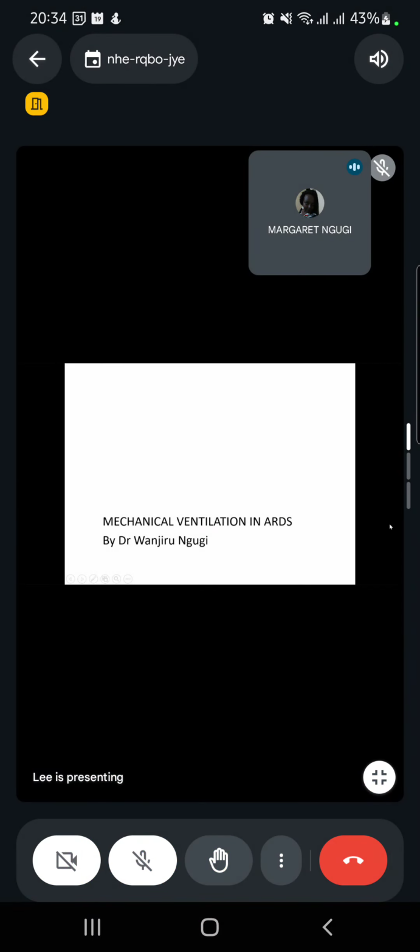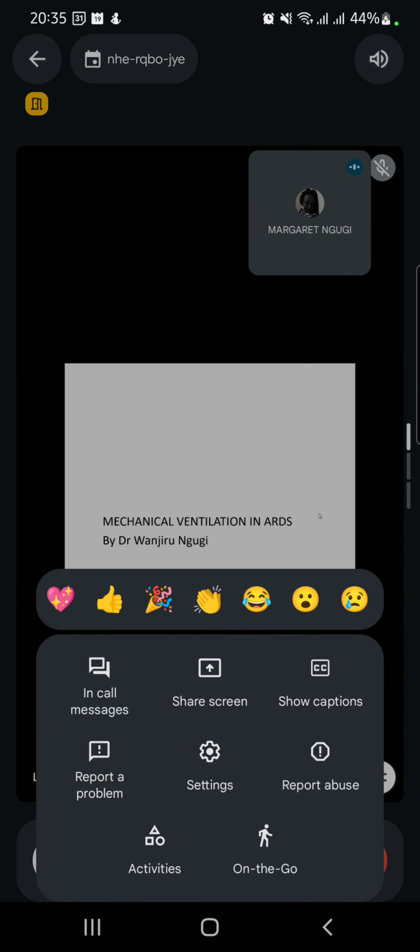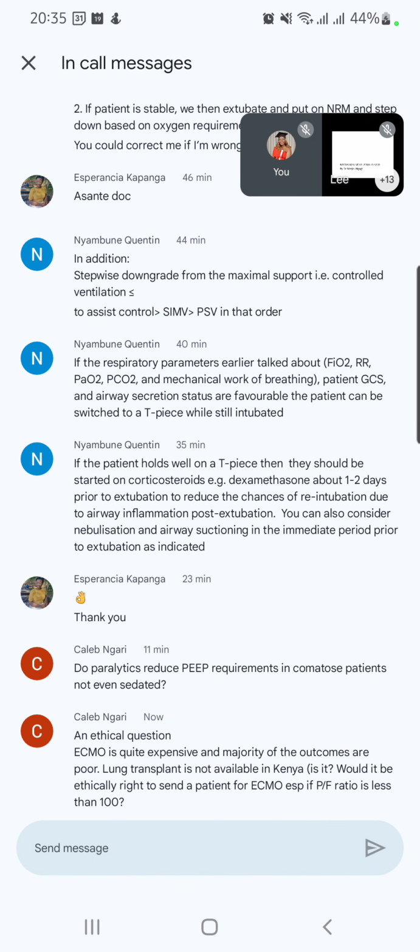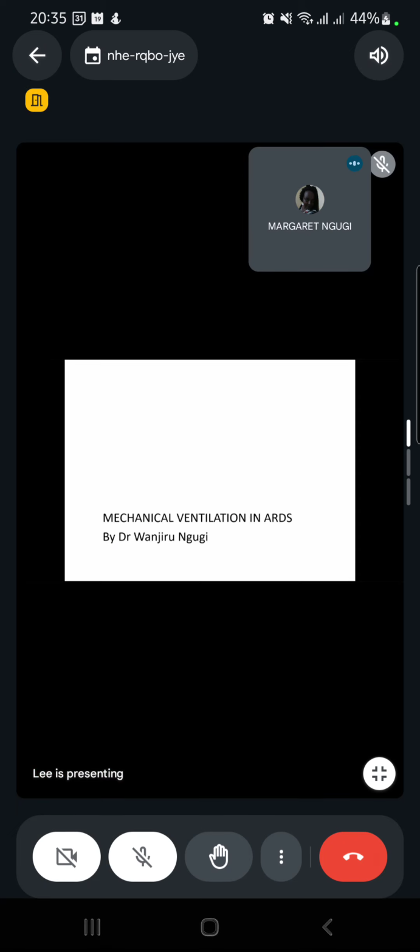I'm seeing a question in the comment section, an ethical question. ECMO is quite expensive and the majority of outcomes are poor. Lung transplant is not available in Kenya. Will it be ethically right to send a patient to ECMO, especially if the PF ratio is less than 100?